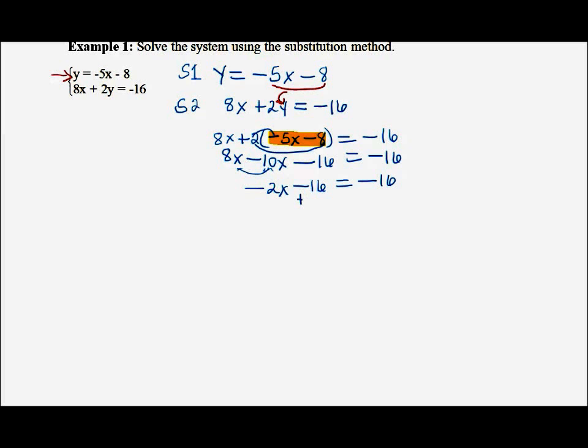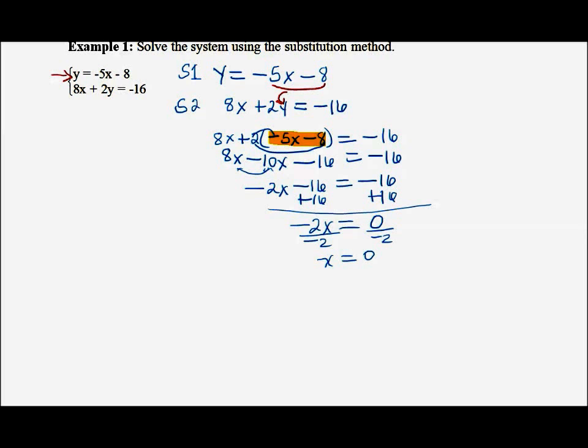I'm solving for x, so I'll add 16 to both sides. Now on the left, I'll end up with negative 2x is equal to 0 on the right. Now clearly I see what the answer is. x is just going to be 0.